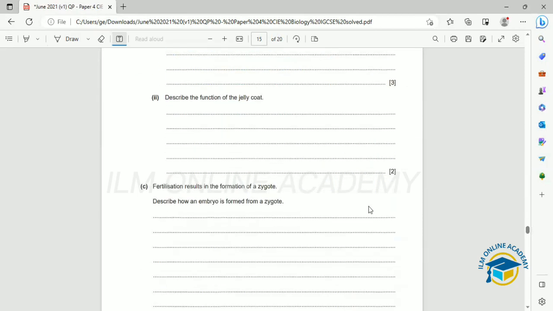Okay, then describe the function of the jelly coat. Now, the jelly coat actually ensures that only one sperm fertilizes one egg, in a sense that the jelly coat hardens when one sperm has fertilized the egg, and it would not allow any other sperm to enter the egg after the egg has been fertilized by one sperm. So, the jelly coat hardens when one sperm has fertilized the egg.